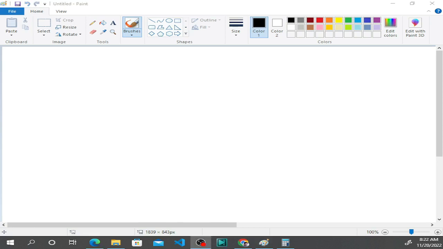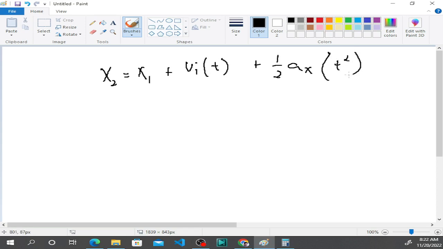Another solution for part B is when we try to eliminate t from the equation. x sub 2 is equivalent to x sub 1 plus vi times the value of time, plus 1/2 ax times t to the power of 2. Since we do not know when the velocity is 25 meters per second, we do not know the value of time and we want to eliminate this in the equation. So how do we do that?